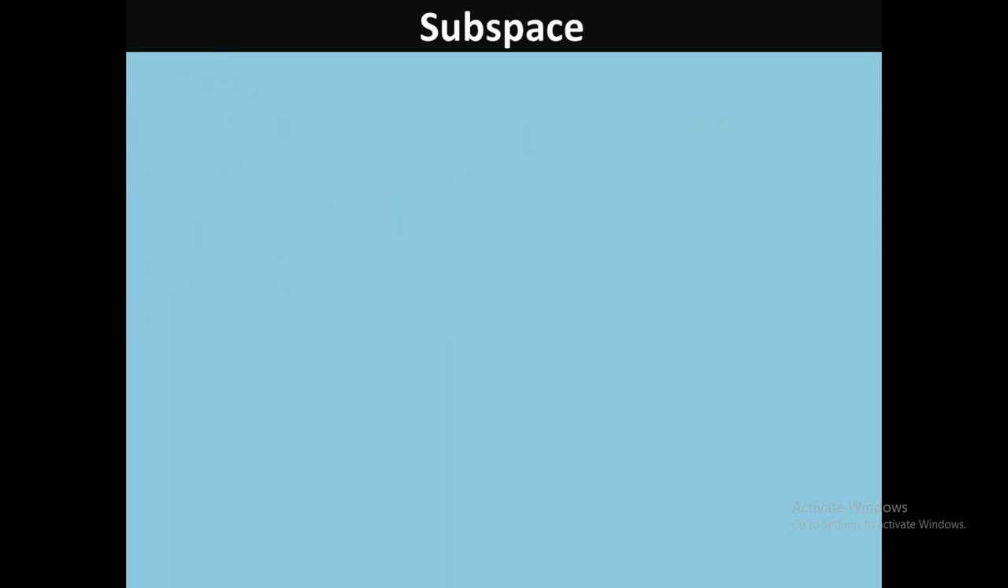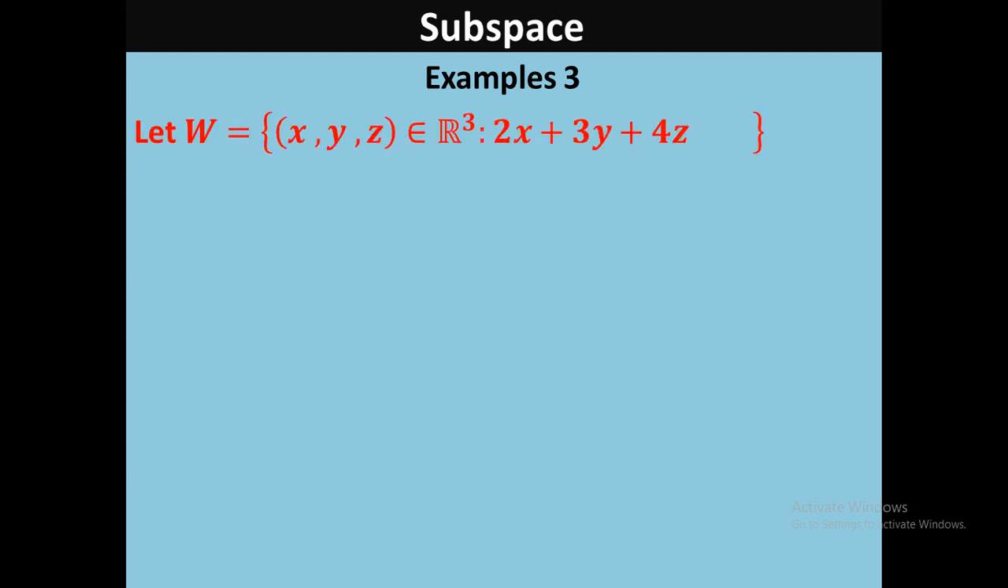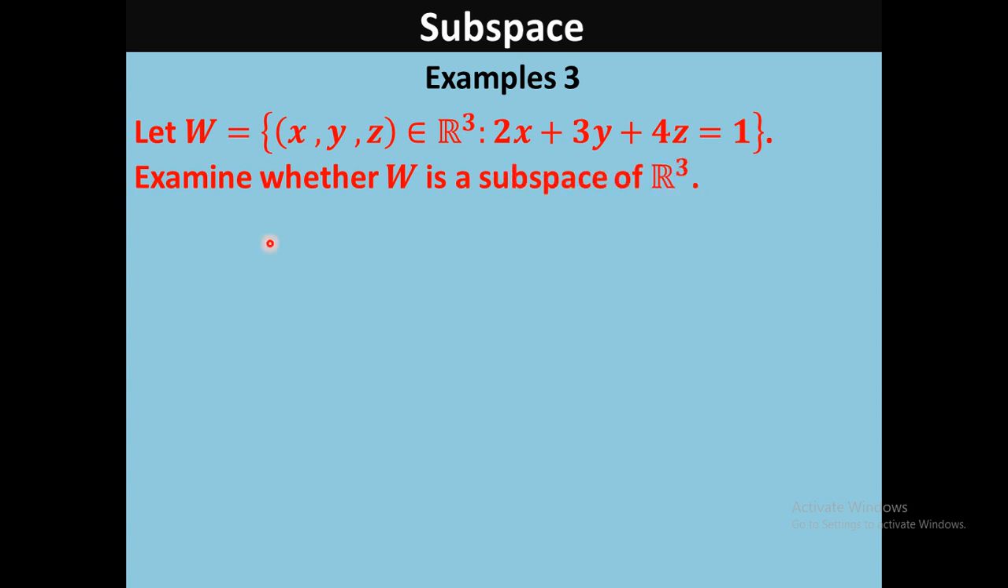Okay, I hope that you understand that problem also. Now I give another example. In example 3, let W equal the set of (x, y, z) such that 2x plus 3y plus 4z equals 1. Actually in the previous problem, that is in example 2, I took the relation 2x plus 3y plus 4z equals 0 and I calculated it.